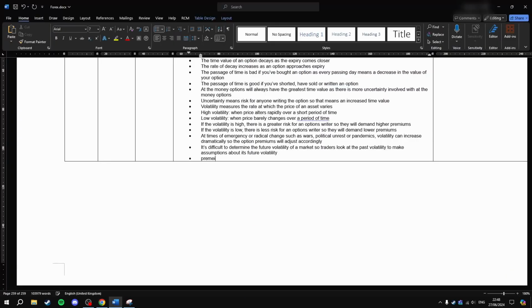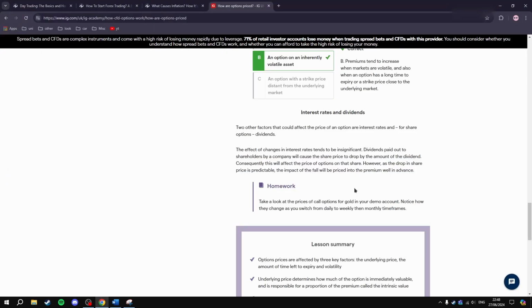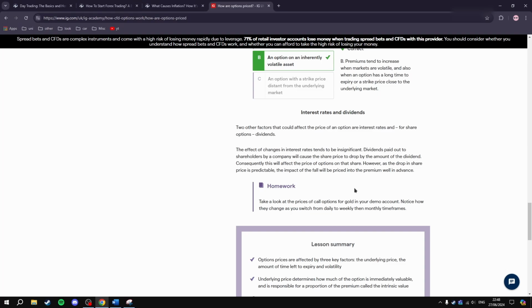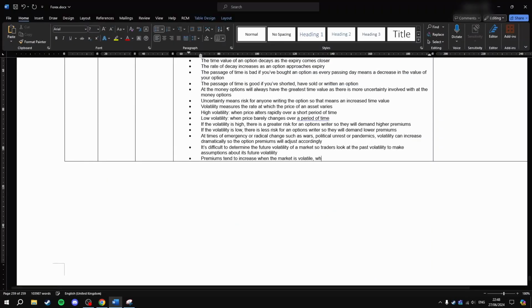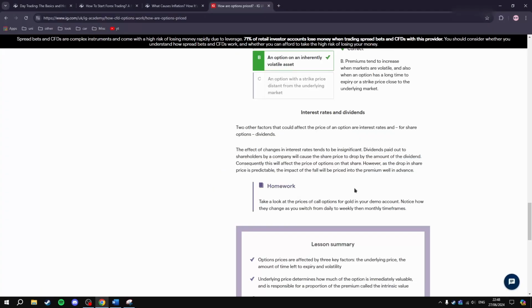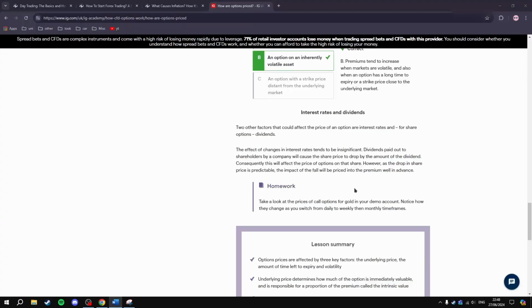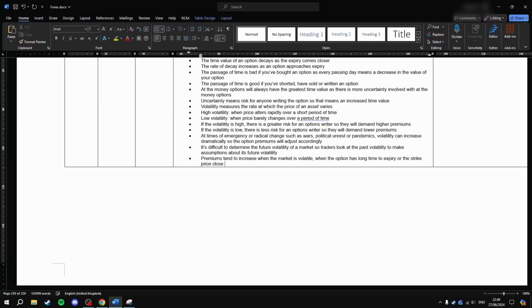So premiums tend to increase when the market is volatile, when the option has a long time to expiry, or the strike price is close to the underlying market price.